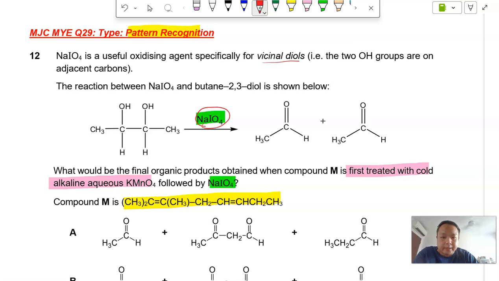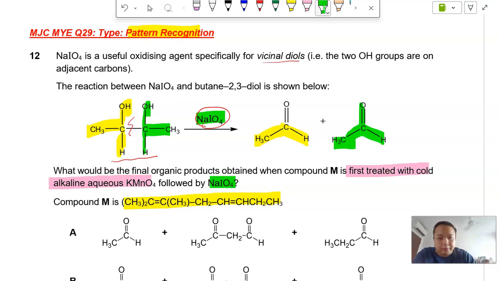Now, you can see clearly that for this compound here, the diol, this particular bond is broken. Why? If I do some color coding for you to see, CH3CH, the OH now becomes an aldehyde because you break the carbon-carbon bond. The other fragment here, CH3, OH, H, again you get CH3CH together with a double bond O. So you can see from the alcohol, it now becomes a carbonyl compound, aldehyde in this case.